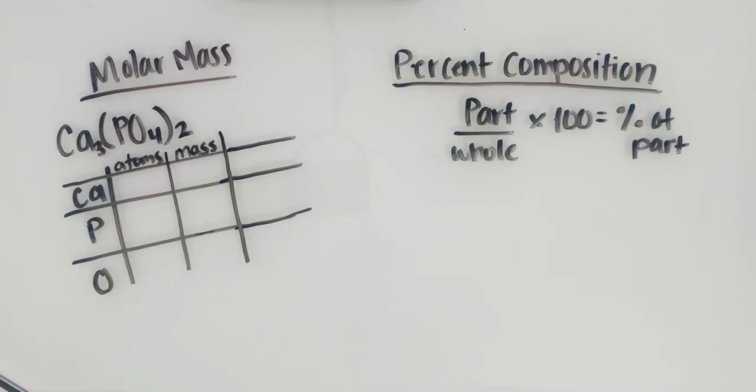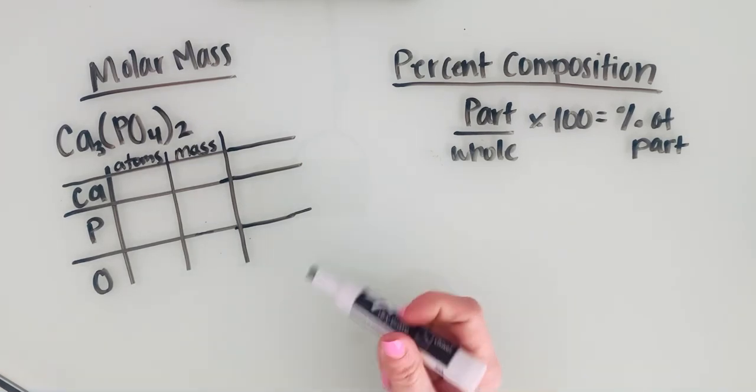I'm going to show you how to calculate something called molar mass and percent composition. Y'all, these are super easy, really straightforward. I just want to show you examples. I'm actually going to use a harder example, that way you can do the easier examples in addition to the harder ones.